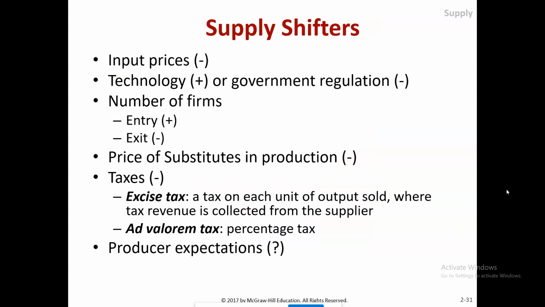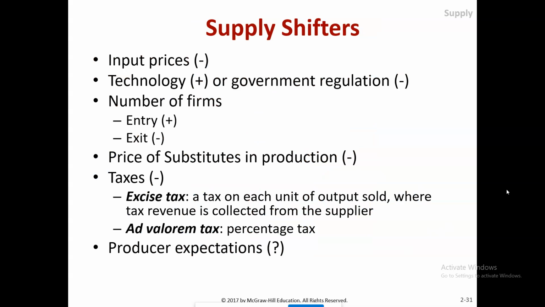First one, input price. For all the products, they have to employ some input to produce output for sale. Input price increase is not good for producers. It means it is more costly to produce the same products.